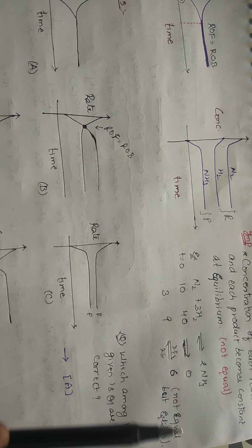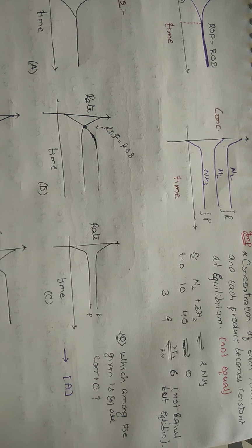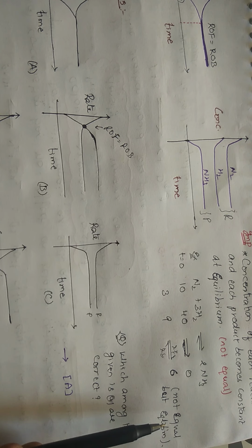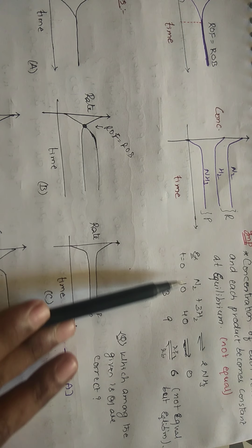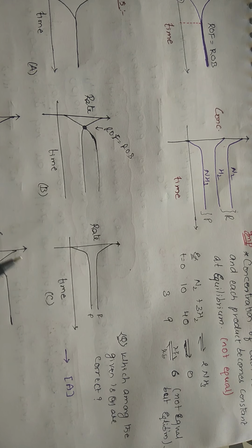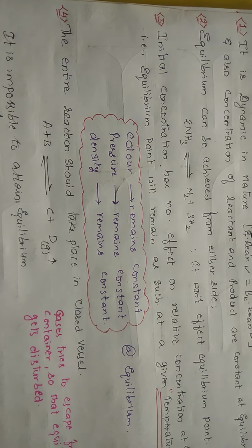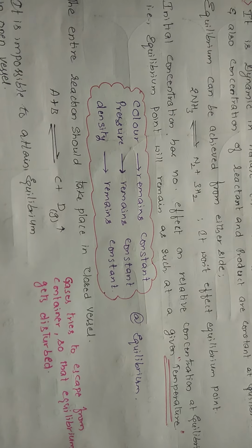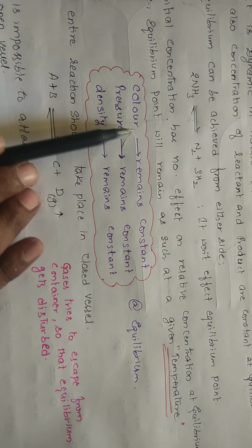Are you getting it, students? However much you take, the equilibrium point is the same. The ratio between these will be the same. So the equilibrium point is not affected by whatever initial concentration you take. The equilibrium point is attained at a constant concentration of the reactant as well as the product. That equilibrium is not affected by how much initial concentration you take. The ratio will be constant.